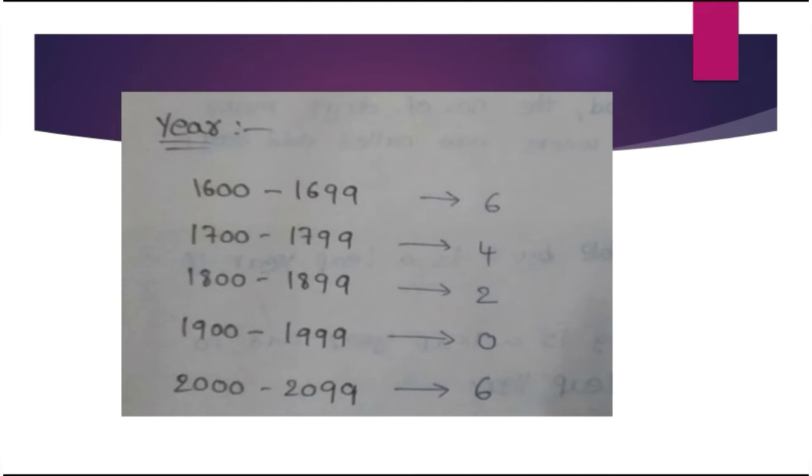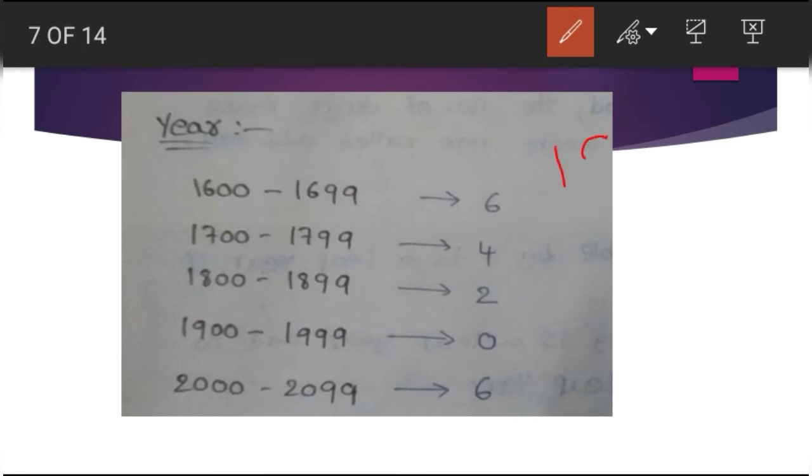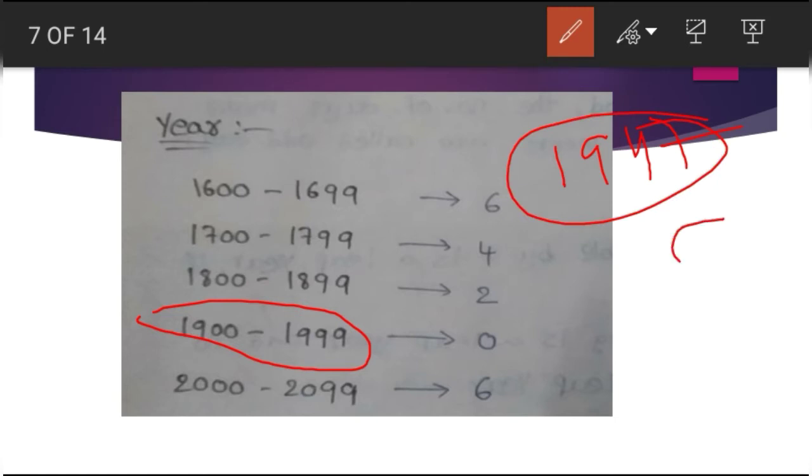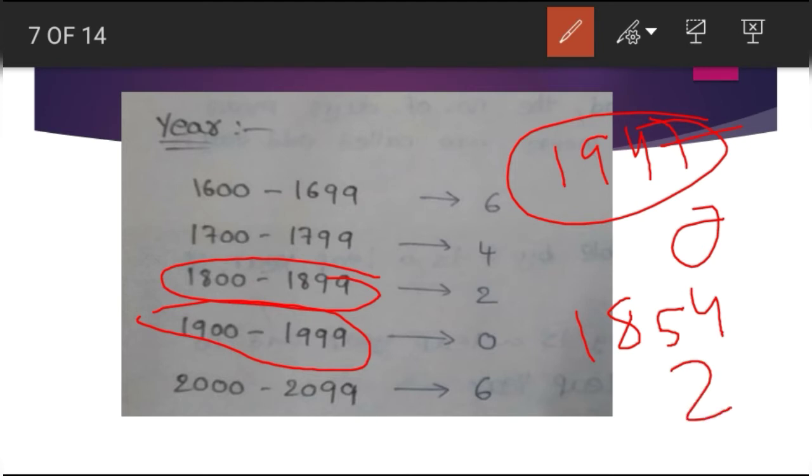I will give you one example so that it will be clear. If the question is 1947, 1947 falls between 1900 and 1999, right? So the value for the year 1947 is 0. If the year is 1854, it falls between 1800 and 1899, so the value is 2. Likewise, remember 1600 to 1699 is 6, 1700 to 1799 is 4, 1800 to 1899 is 2, 1900 to 1999 is 0, and 2000 to 2099 is 6.